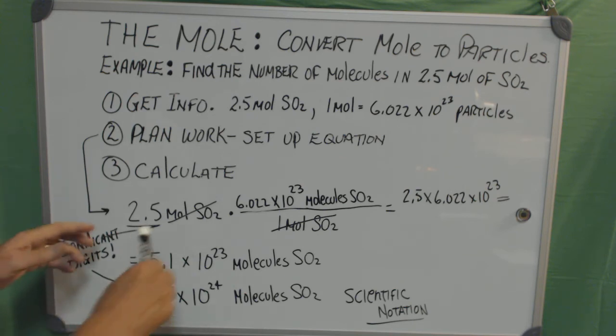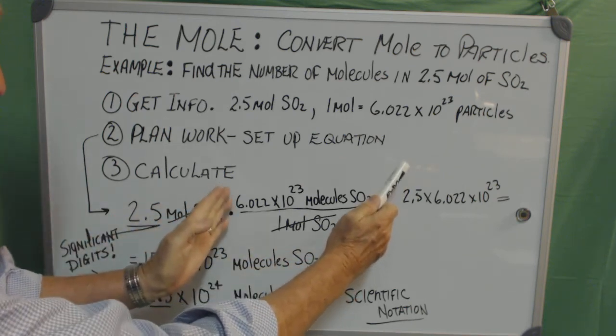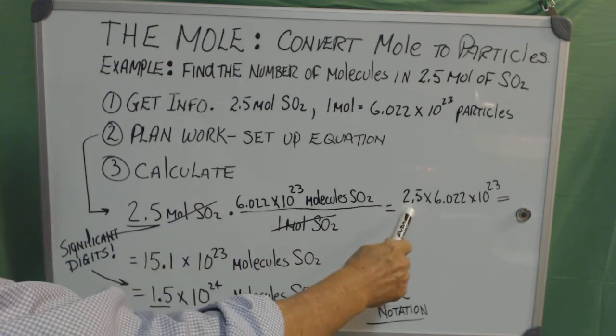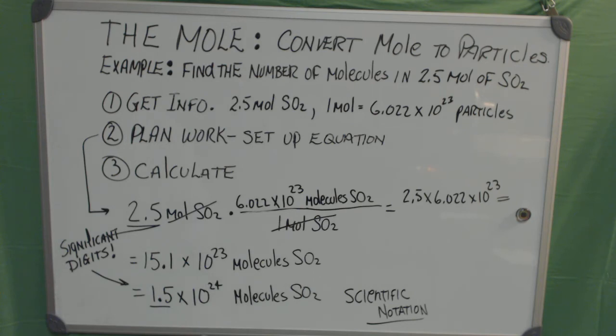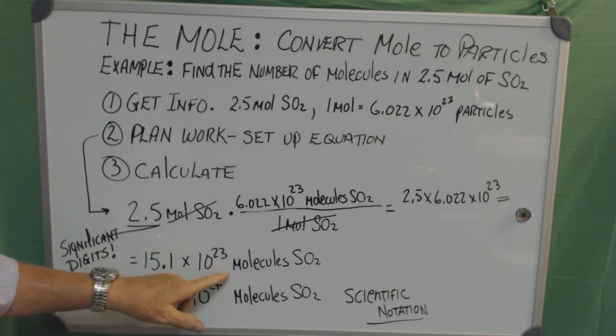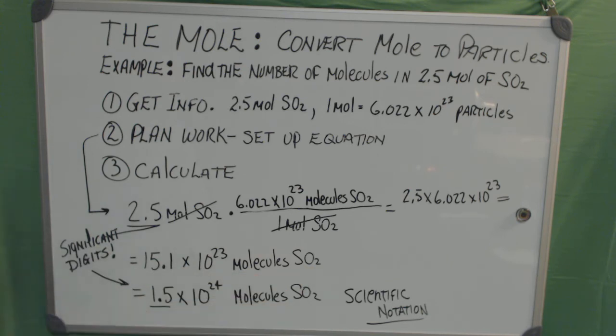Now I'm going to have 2.5 of these things, so I multiply it out. 2.5 times 6.022 times 10 to the 23rd, and you notice that the moles cancel out. That's what we want to do, make this unit cancel and put in the new units. And our answer is 15.1 times 10 to the 23 molecules of SO2.